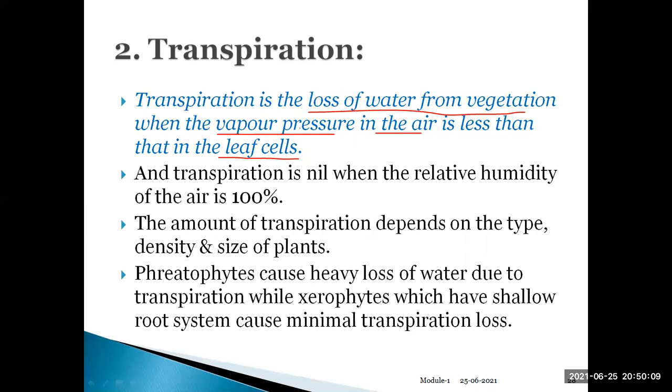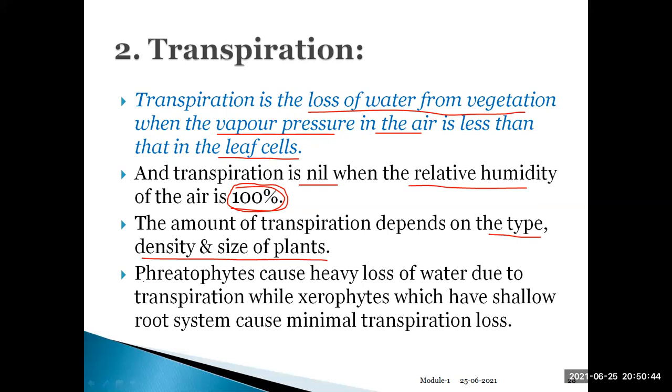So when there is a difference in vapor pressure between the air in the atmosphere and the leaf cells, then transpiration will occur. And transpiration is nil when the relative humidity of air is 100%. Also, the amount of transpiration mainly depends on the type, density and size of the plant. So based on this, the amount of transpiration will vary.